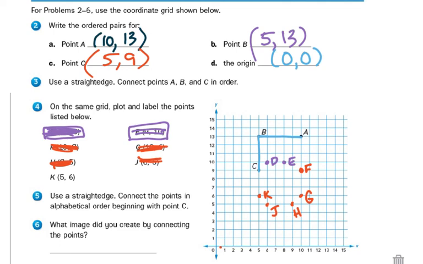Now, number 5, use a straight edge. Connect the points in alphabetical order, beginning with point C. So C goes to D, D, E, F, and to G, H, J, K. What image did you create by connecting the points? The number 5.